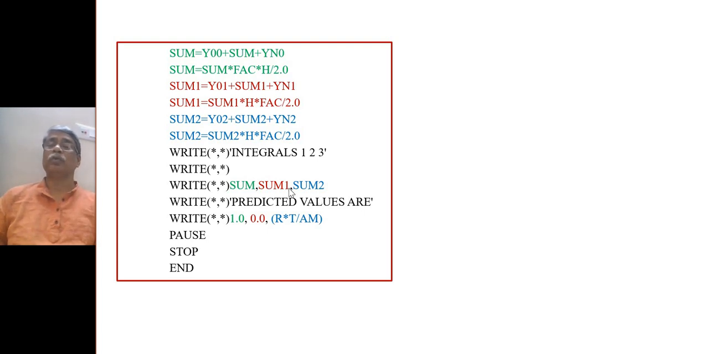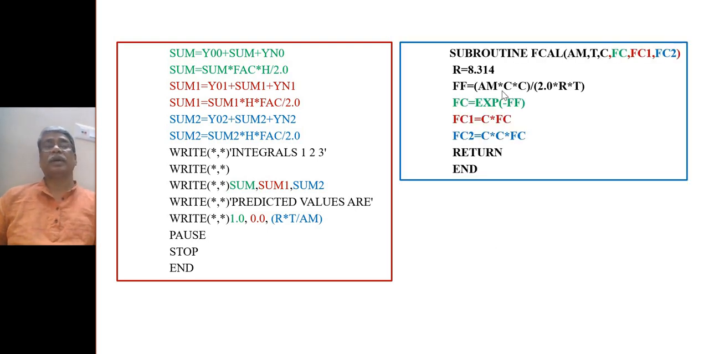And the sum 1, sum 2, sum 3 are the results that we are getting from our integration. So these should match. These, the results, they should match, we are supposing. Okay, this is the subroutine fcal that we have been calling a number of times. So the parameter r is given, and you see this is mc square by 2rt, and e to the power minus this ff. That means we are evaluating e to the power minus mc square by 2rt. That is the function itself, and then fc1 we are multiplying the function fc by c, and fc2 we are multiplying the distribution function fc by c square, as I already mentioned.